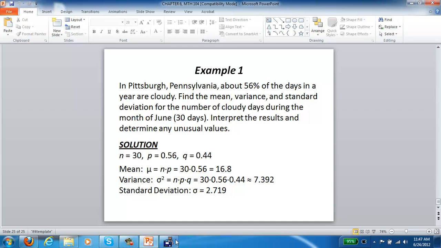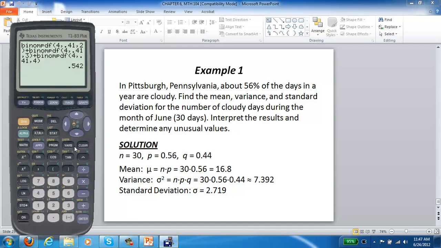So let's see this example, and again I will click clear. In this case the sample size is 30 because we have 30 days in June. The probability of rain is 0.56, so q, the complement, is 1 minus 0.56, which is 0.44. So the mean is what? It's 30 times 0.56, so 16.8. That means you expect on average to rain almost 17 days in June in Pennsylvania, in Pittsburgh.